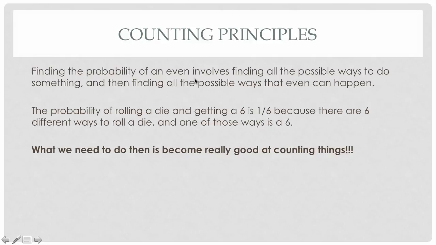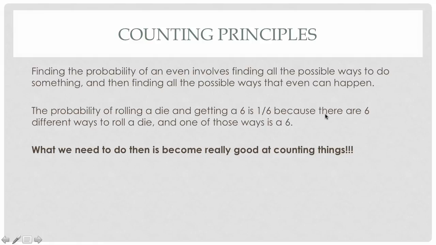So finding the probability of an event always involves finding all the possible ways to do something, and then finding all the possible ways that our specific event can happen. A really easy example is the probability of rolling 1 die and getting a 6. The probability is 1 out of 6 because there are 6 different ways to roll a die.